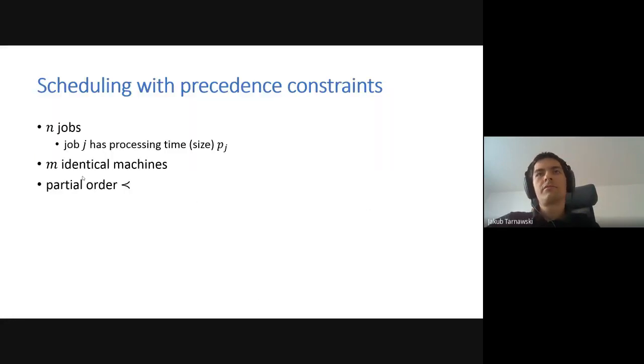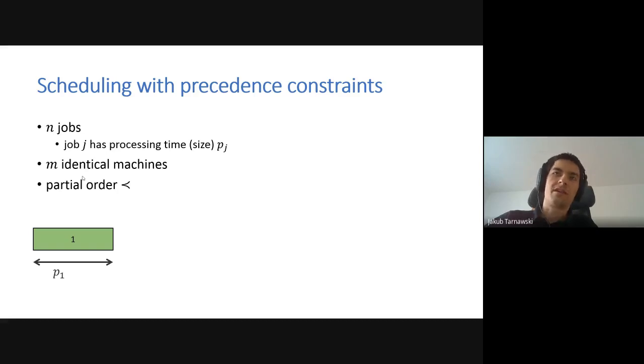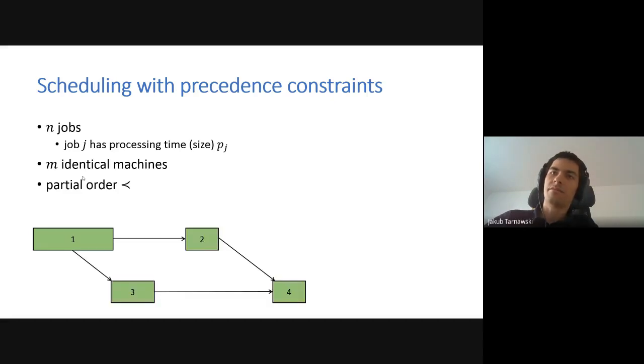Okay. So the problem is well known. You have n jobs, and the jobs can have different processing times, which we also call sizes. They are denoted by pj. So we usually have this drawing of a rectangle, and the width of the rectangle is the processing time of the job. The problem is to schedule these jobs on m identical machines such that the precedence constraints are satisfied. We also have a partial order, or a DAG equivalently, that gives the precedence constraints.